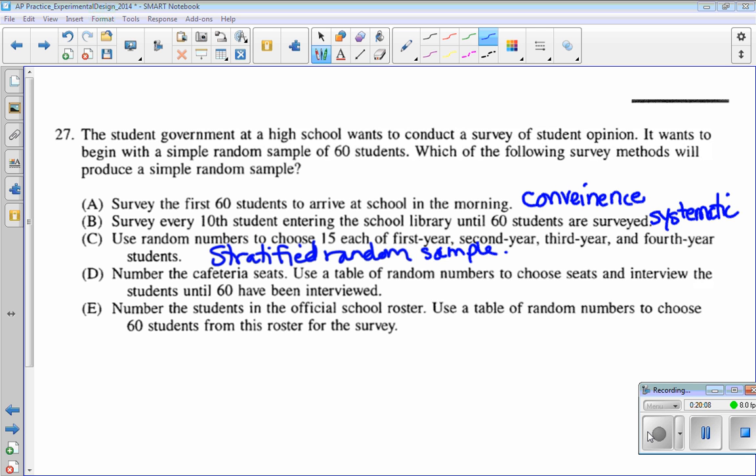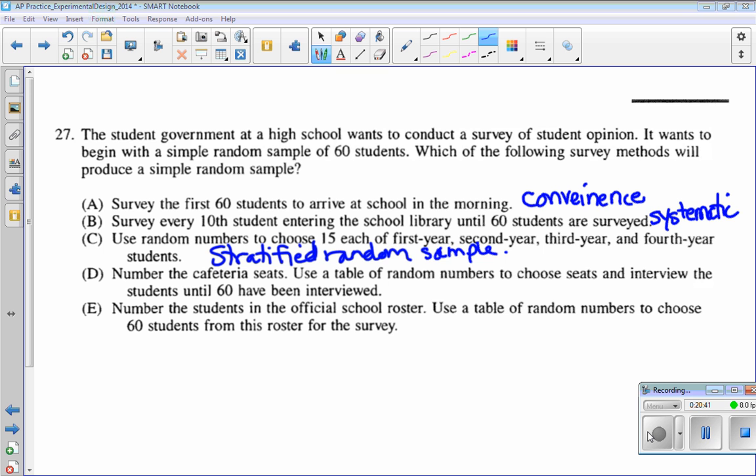Not an SRS, but what is it? It's a multi-stage sample, okay? Because the first stage is to number the cafeteria seats, and the second is to randomize the chosen seats, and then we go from there. So it's kind of like a multi-stage step process. That makes any sense? It's kind of close to an SRS, but what's the bias it suffers from?